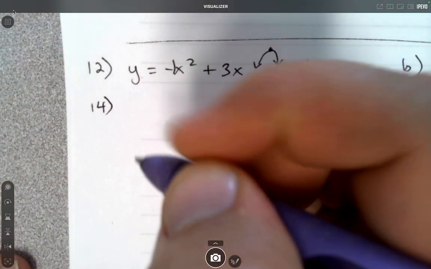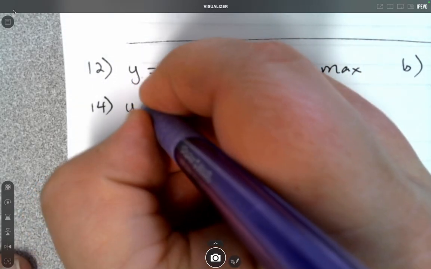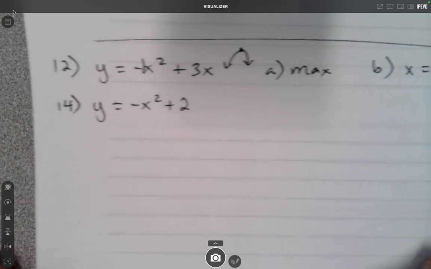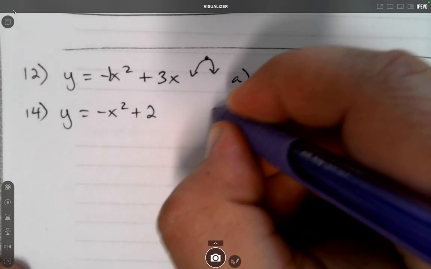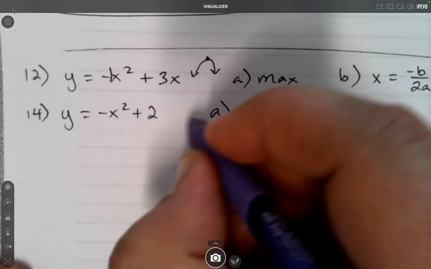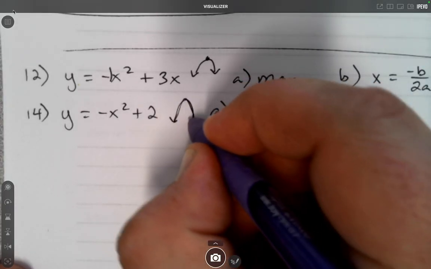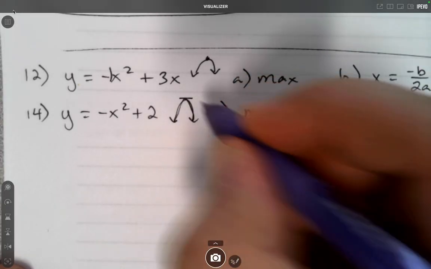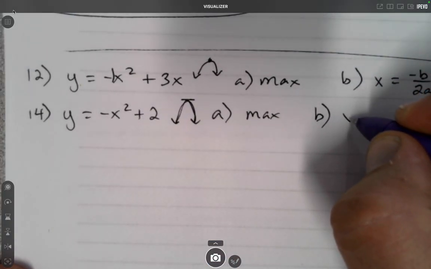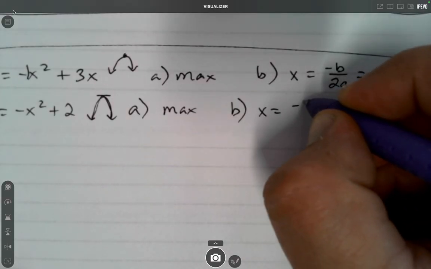Okay, 14, same process. We have y equals negative x squared plus 2. So first of all, it would have a maximum because the x squared term is negative, so that means the parabola is shaped this way, so it's a maximum up here. Then to find out where this maximum occurs, we do negative b over 2a.